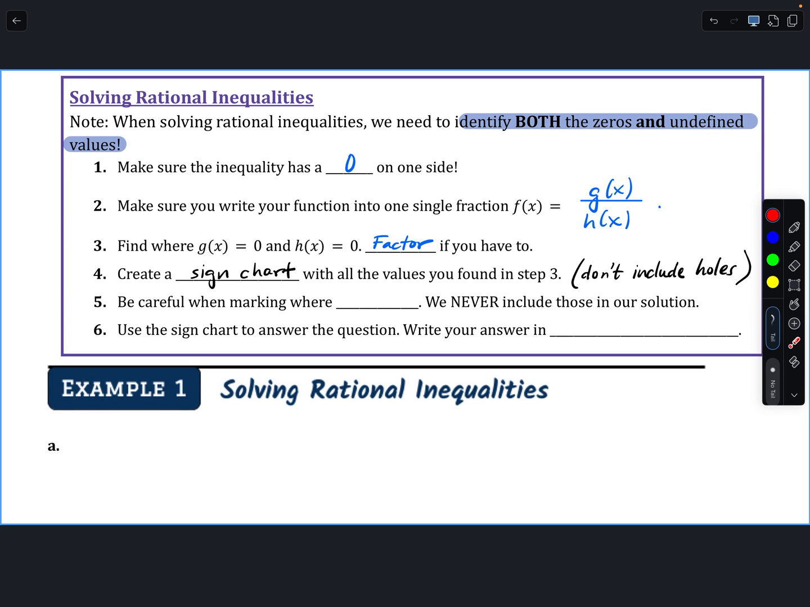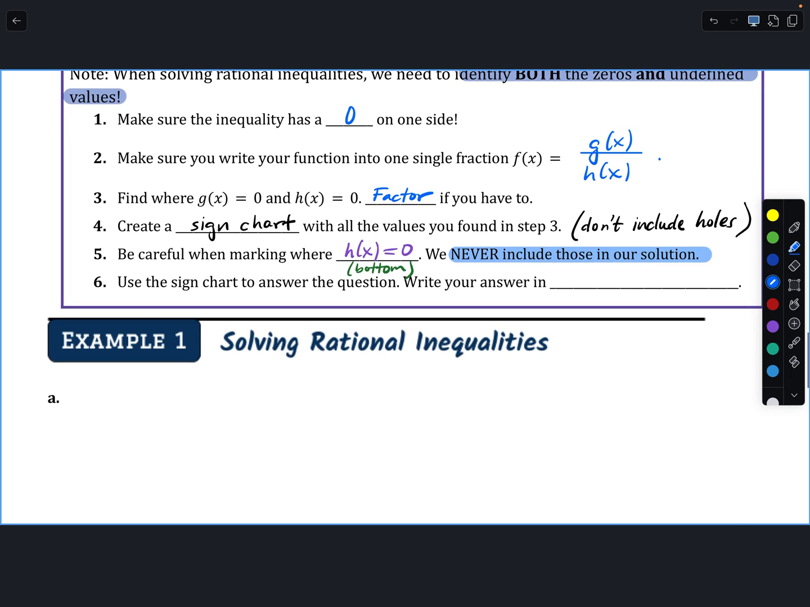Be careful when you're marking where h of x is 0. So that's the bottom. We never include those in our solution. And this will make more sense when we do a problem. Once you guys have done the sign chart, to answer your question, write your answer in interval notation.